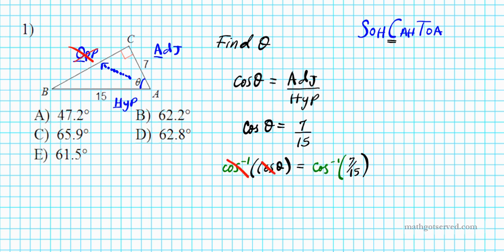On the left side, inverse cosine and cosine cancel out. You're left with theta. All you do is plug in this expression into your calculator to find out what its value is equal to. If you plug it into your calculator, you would end up with 62.181 degrees, but to one decimal place, we just round it to the tenths place. So theta is going to be 62.2 degrees to one decimal place. So our answer for number 1 is option letter B.